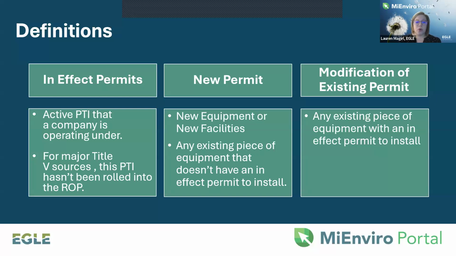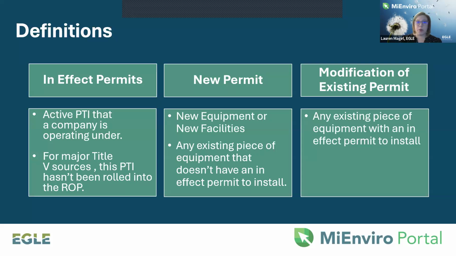But first, you guys need to know which one to use. So before we can do that, we need to go over one of the new permit statuses. In effect. So in effect means you currently are operating under the PTI. But if you are a major Title V or an ROP source, if that PTI has been rolled into the ROP, that PTI will no longer have that in effect status. It will have a status terminated or rolled into ROP. Again, we're going to go over these statuses more this afternoon, but this one is important to understand which submission package to use.